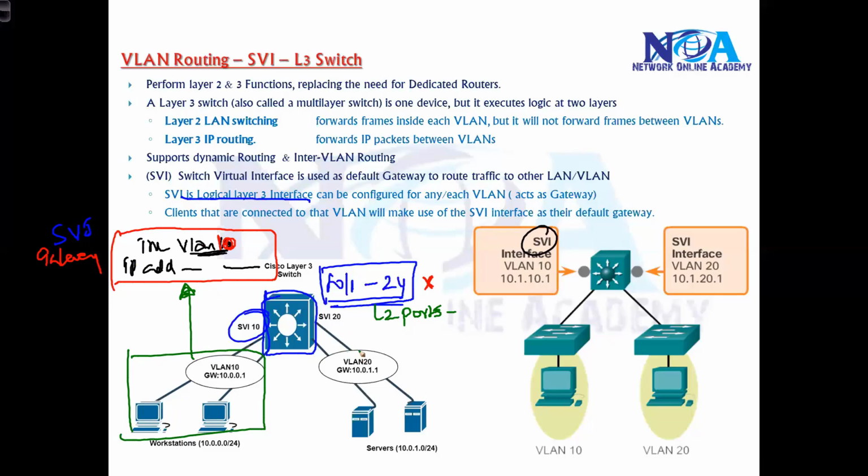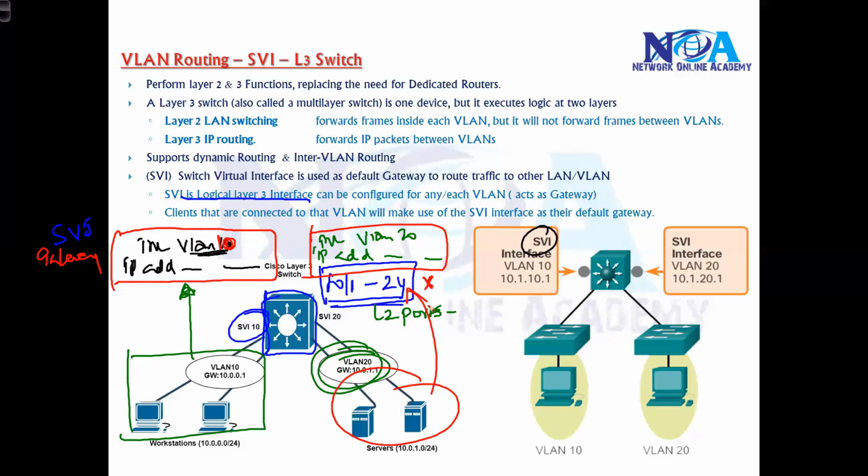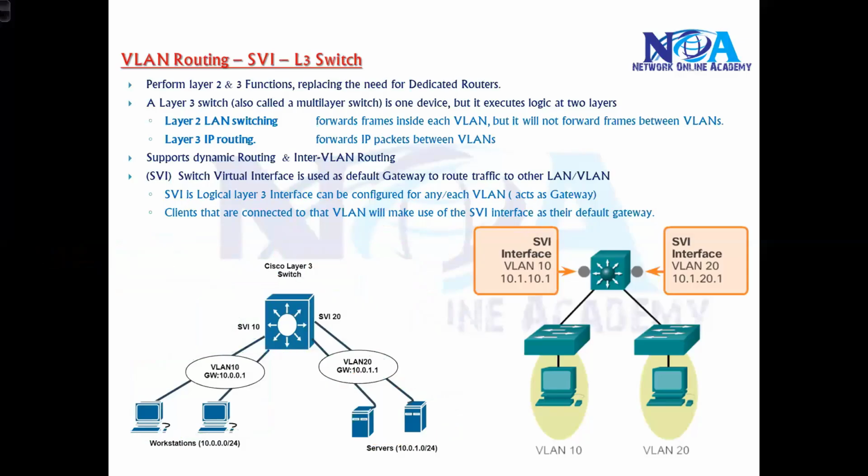Similarly, if you want to configure the gateway for VLAN 20, we'll create one interface VLAN 20, and then assign the IP address. That's it. This VLAN 20 interface will act as a gateway for all the users of VLAN 20. Like that, VLAN 30, VLAN 40, VLAN 50, whatever the number of VLANs we have, we can create that many SVI interfaces. So there is no concept of physical or sub-interface gateway here. This SVI will act as a logical gateway for all the clients connecting to that specific VLAN.